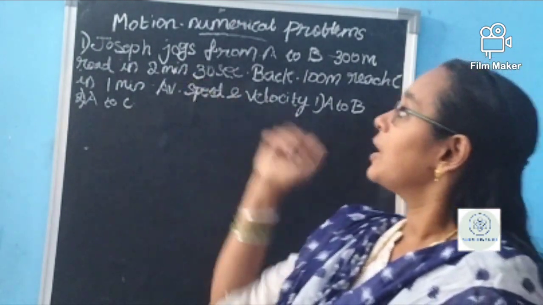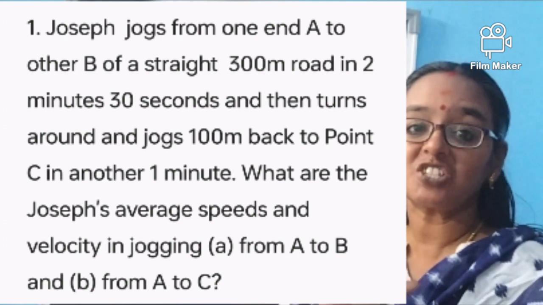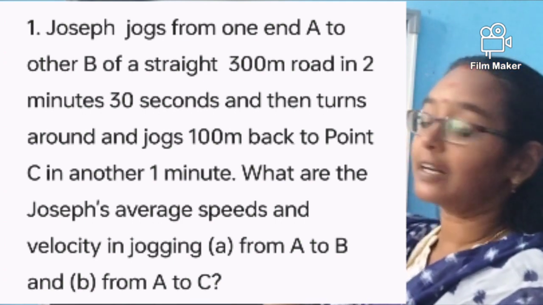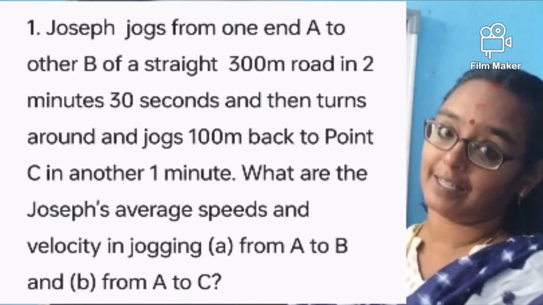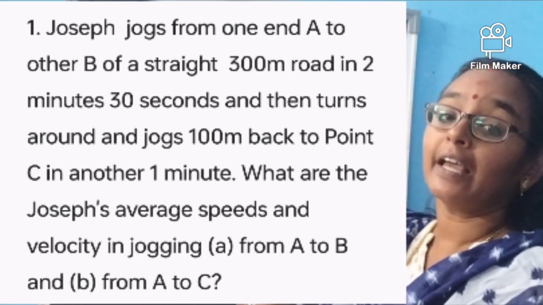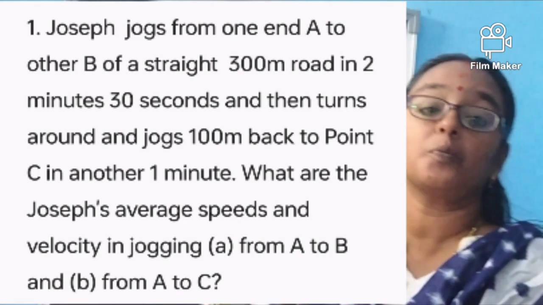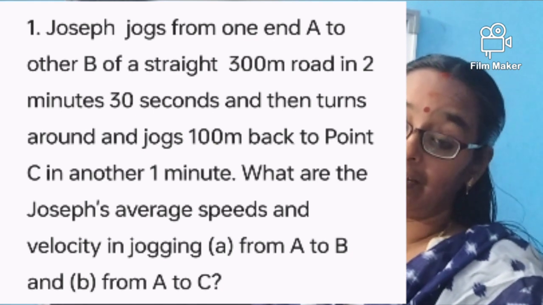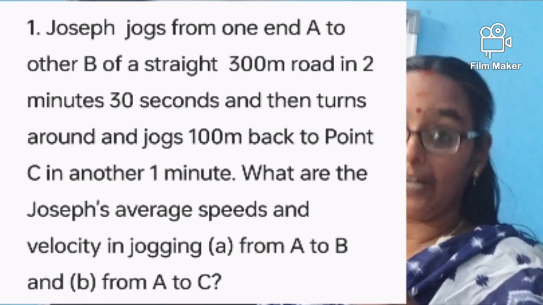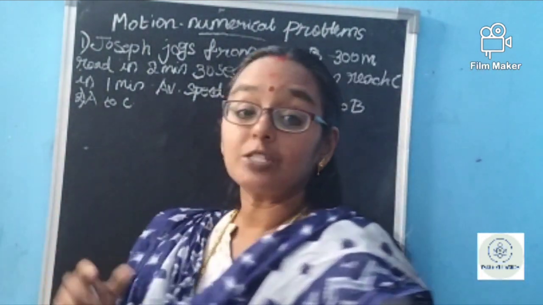Just the question is, Joseph was jogging from A to B. This is a straight road of 300 meters. He reached B in 2 minutes 30 seconds. Then he returned back 100 meters and reaches to point C in 1 minute. We have to calculate the average speed and average velocity from A to B as well as from A to C.